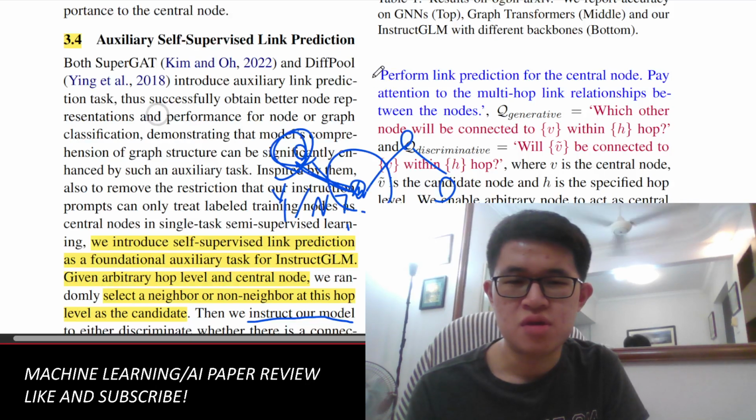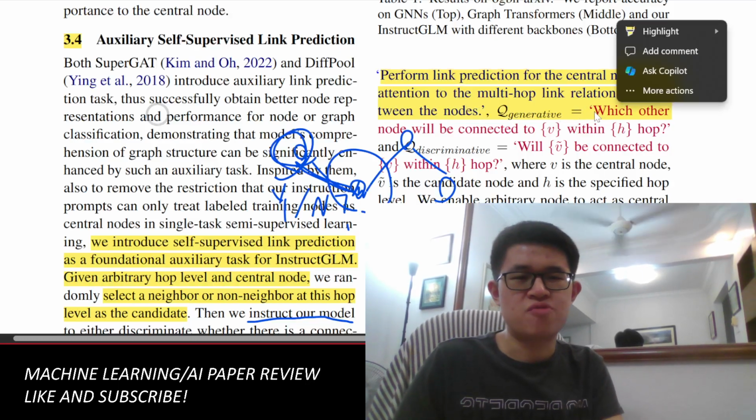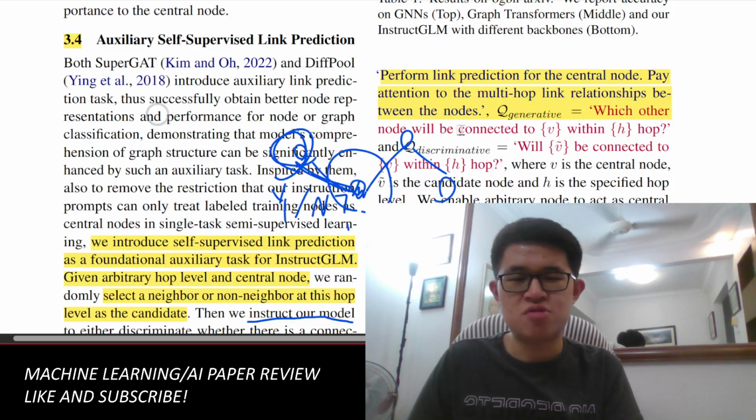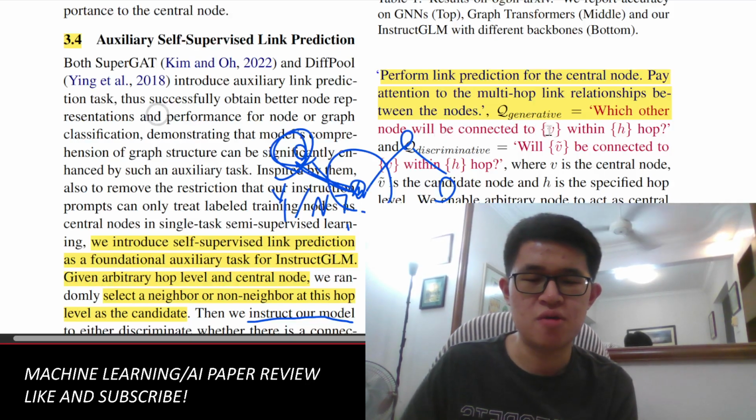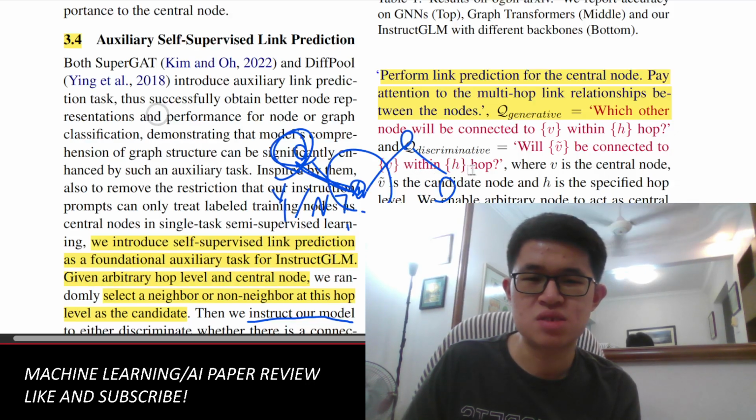So right here, the problem is to perform link prediction for the central node. Pay attention to the multi-hop link relationships between the nodes. The generative question part is which other node will be connected to the node within some H hop level, and the descriptive part would be will this node be connected to this node within some level of hop?